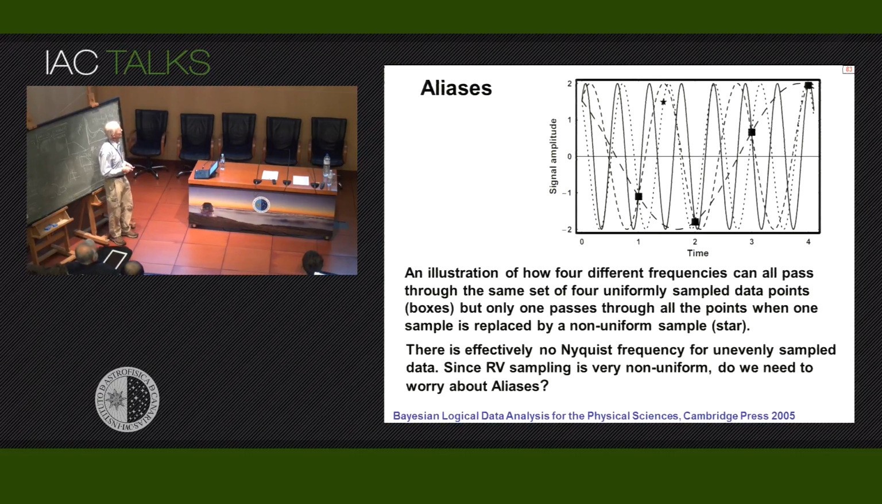And so with this understanding, I thought, well, Extrasolar Planets is going to be great because we won't have to worry about aliases because, you know, we have non-uniform sampling for sure. But it turns out the situation is a little more complicated than that.